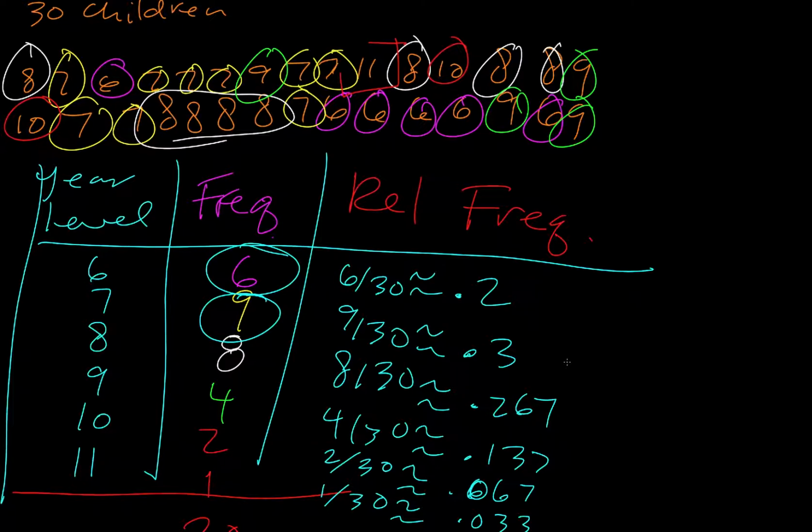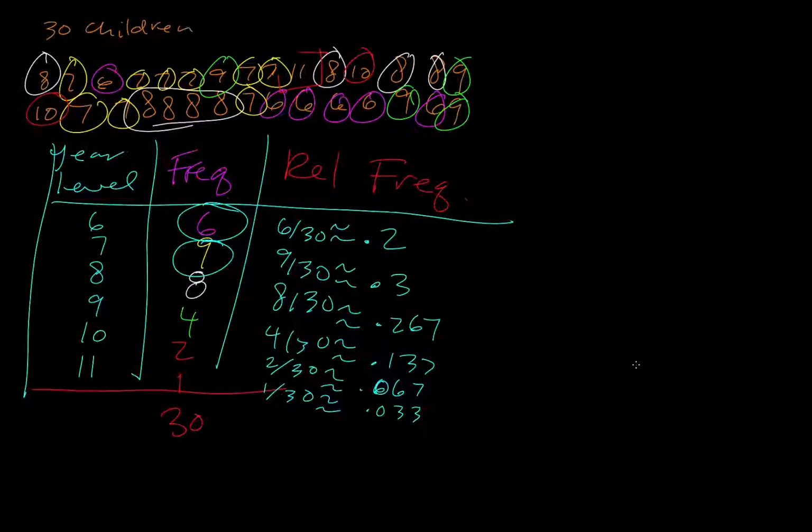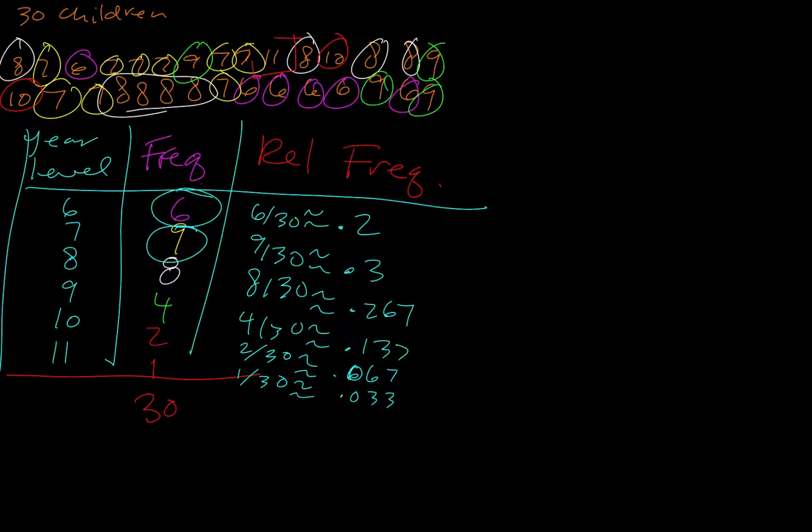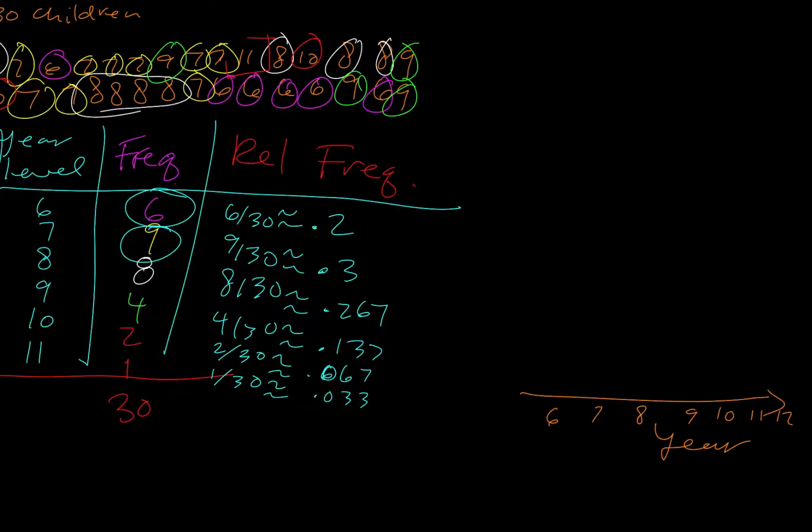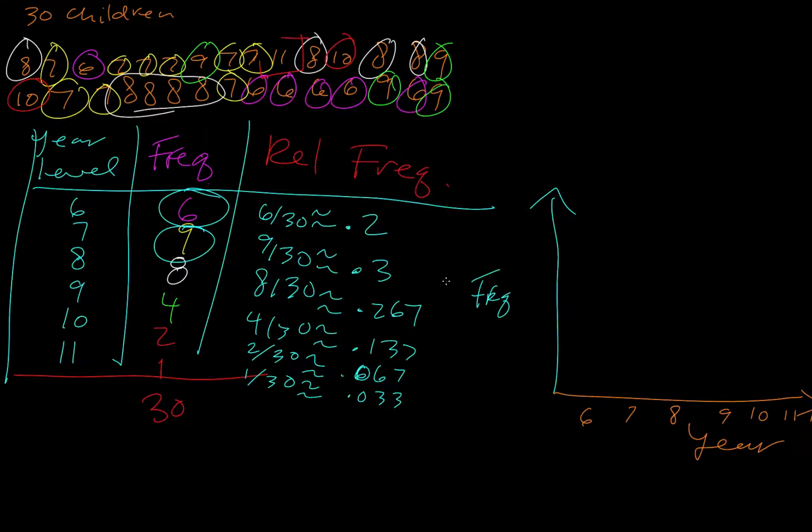Now, construct a column graph to display the data. So I'm going to zoom out again. Okay, so we're going to do year level right here. So year, that's going to be 6, 7, 8, 9, 10, 11, 12. Guess I ran out of a little bit of space. And then this one's just going to be frequency.